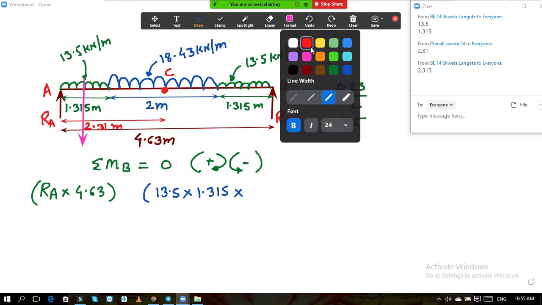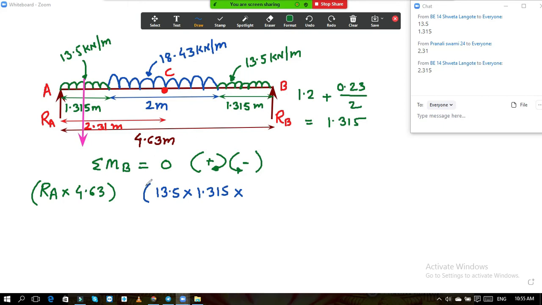So now what is the distance? So we should multiply this by the distance. So what is the distance now from point B? It is 1.315. See here, 1.315 meter, this plus 2 plus half of this. What is the half of 1.315?